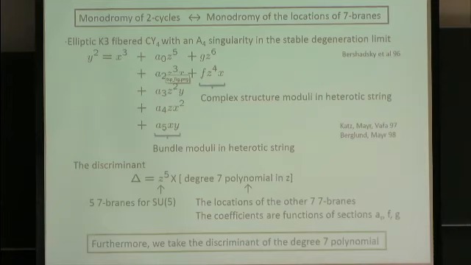So this degree same polynomial represents the location of the same branes, but those same branes are mixed by monodromies. So in order to see whether the monodromy of the same brane is reduced or not, we further look at the discriminant of this degree same polynomial. So we are going to focus on the discriminant of the Calabi-Yau equation.